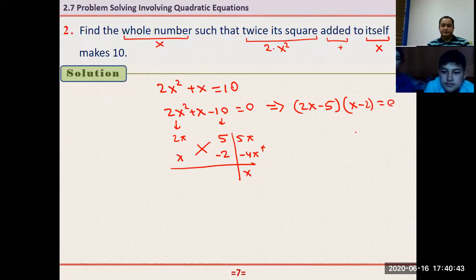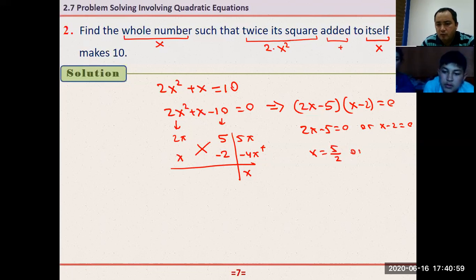is equal to 0. Now you should be very fast at solving this kind of equations. Here we have 2x minus 5 equals 0, or x minus 2 is equal to 0. So from here, x equals 5 over 2. Or x equals, yeah, plus 2. Just 2.